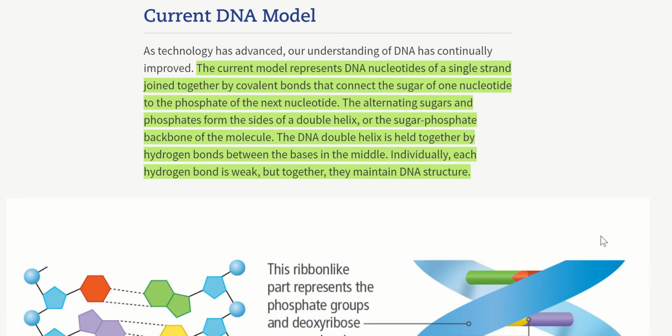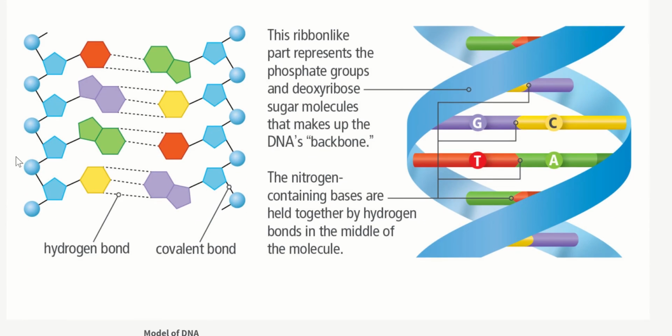So here's the current model of DNA. Here's a nucleotide right here: phosphate, sugar, and then the nitrogen base. Here's another one, and here's another one, and another one, and so on. And here's one over here, and over here, and over here. And so what we get is A and T across from one another, and G and C across from one another. Those were the things we talked about earlier.